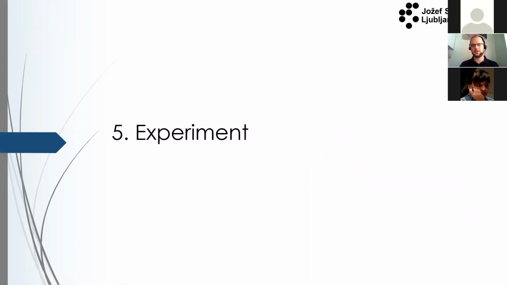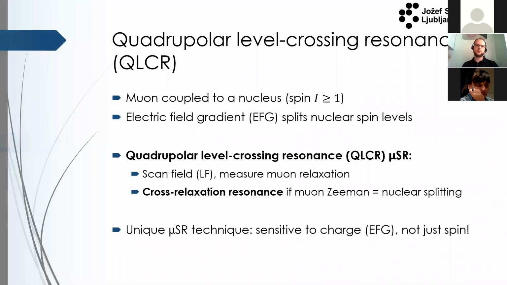Okay, and finally, comparison with experiment. So it's all very nice to have calculations that show something, but it would be nice to say that it's actually relevant in experiment. So we have in this method, quadrupolar level crossing resonance, we have muons coupled to a nucleus, in this case a nitrogen, with spin 1 or more.